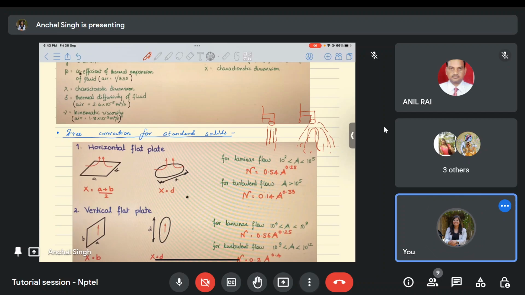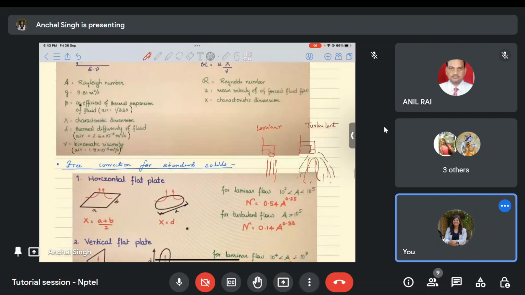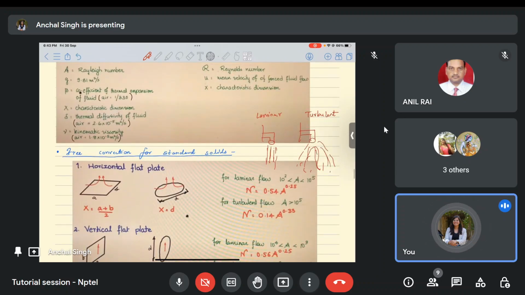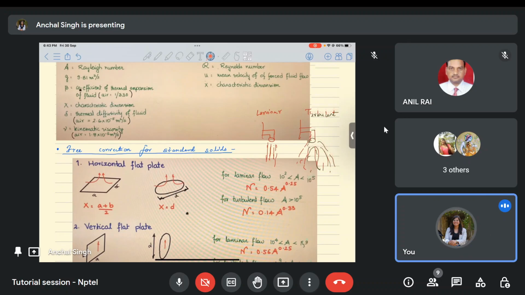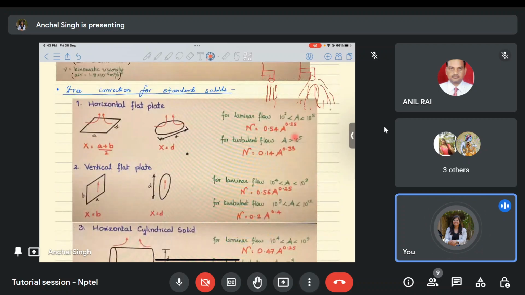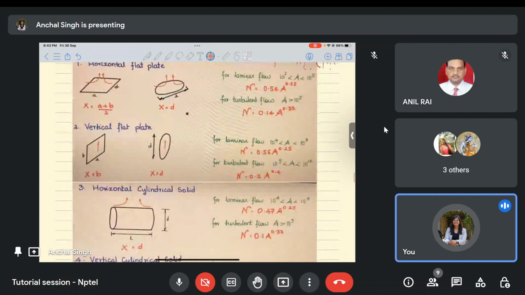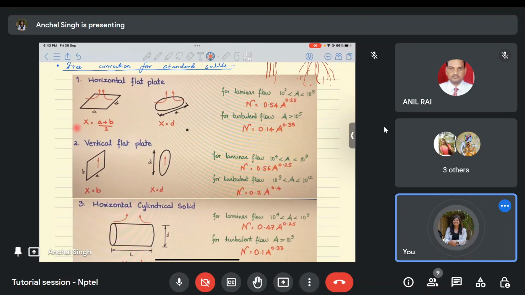In order to classify one flow as laminar and another as turbulent, we have certain numbers. This is what the Rayleigh number tells us. Depending on the Rayleigh number and the Reynolds number, we classify our system as laminar or turbulent, and depending on the flow, we calculate the Nusselt number using the respective equations. Again, we have the expression for a vertical flat plate. The main thing you need to remember here is the characteristic dimension x.